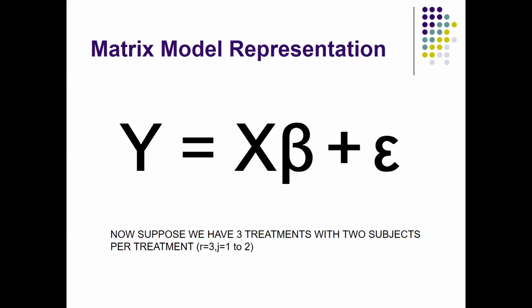So again, the rows of these matrices or vectors correspond to the unit. So the first row is the first patient. The 10th row corresponds to the 10th patient. If you have 25 patients, the 25th row, the 25th patient.